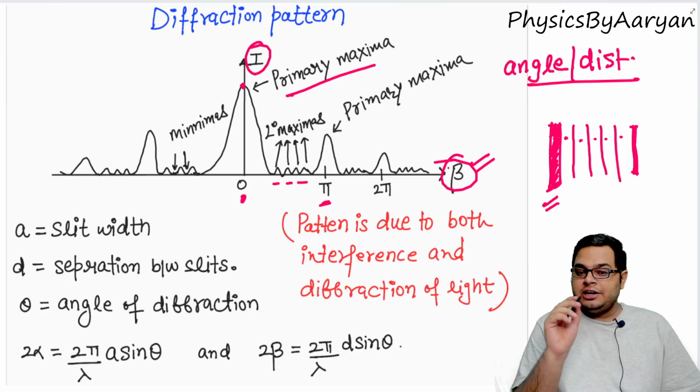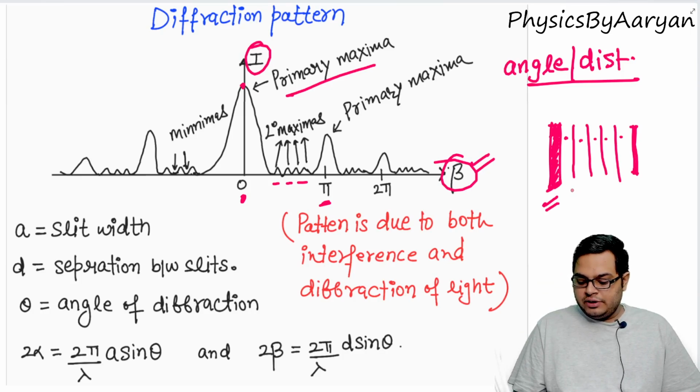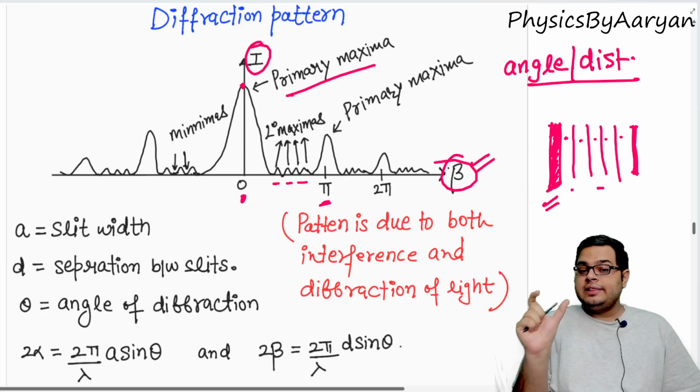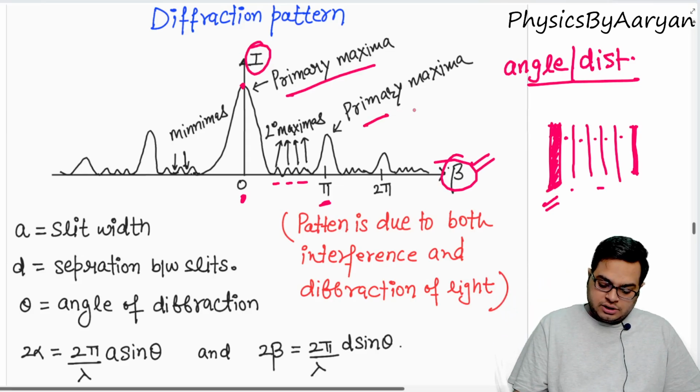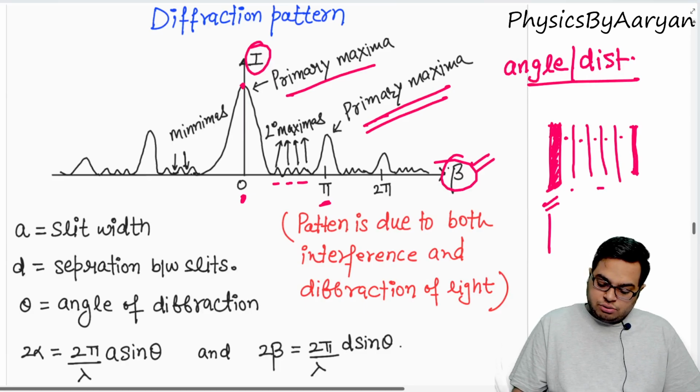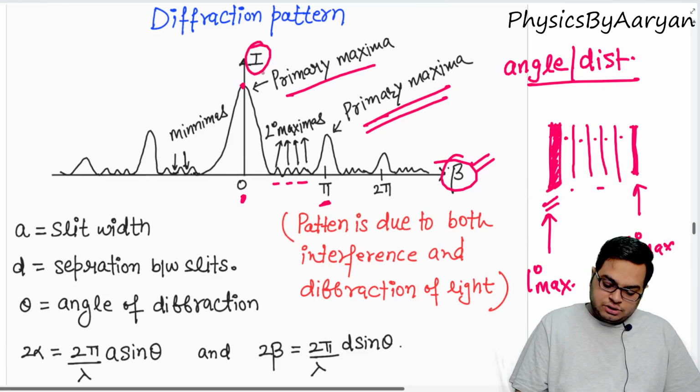Then you have secondary maxima lines, the very dim lines. And then you see, sorry, again another primary maxima. So this is known as primary maxima. This is also known as primary maxima. So this is primary maxima, this is also primary maxima, and in between you have the secondary maxima.